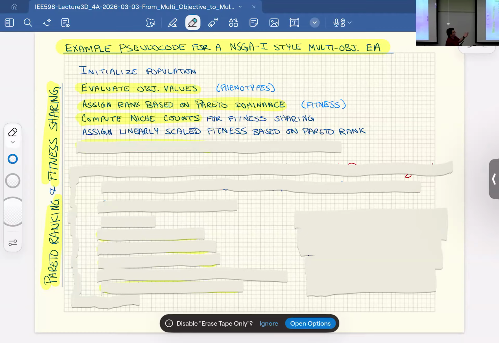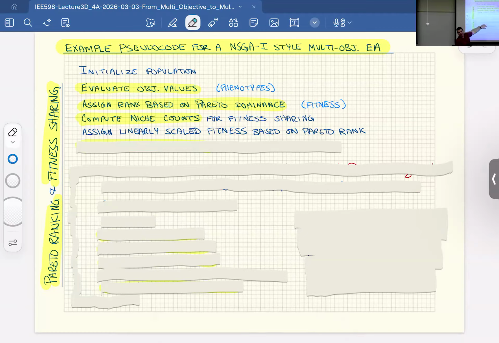We then can assign a ranked fitness based on their original Pareto rank. So, I said a scaled fitness. In the case of NSGA1, they used a linear scaling, which allowed you to compress or spread out the scaling. These were already dense ranks because they use that iterative peeling approach. But then you can spread them out. You can put a large gap in between each, or you can compress them to have a small gap.